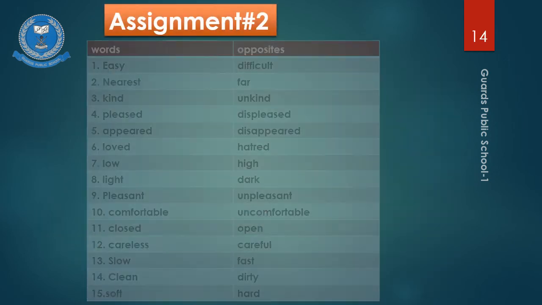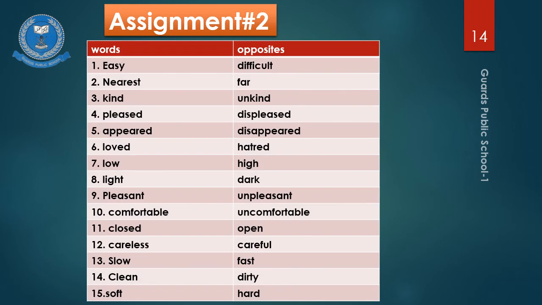For the word opposites assignment, you have to write these word opposites in your copy. They are total 15. Easy, difficult, nearest, far, kind, unkind, pleased, displeased, appeared, disappeared, loved, hatred, low, high, light, dark, pleasant, unpleasant, comfortable, uncomfortable, closed, open, careless, careful, slow, fast, clean, dirty, soft, hard.